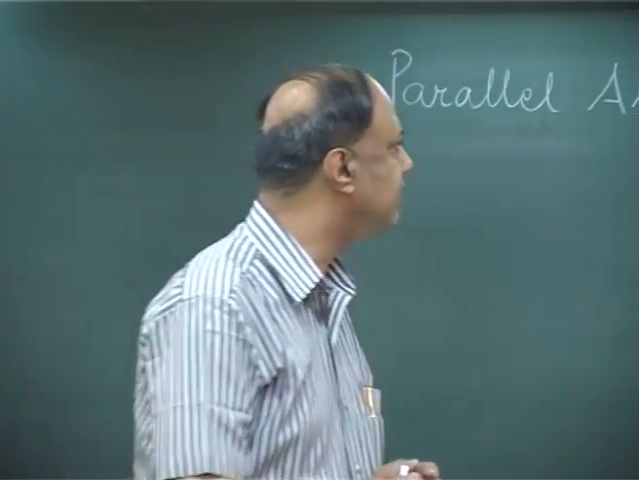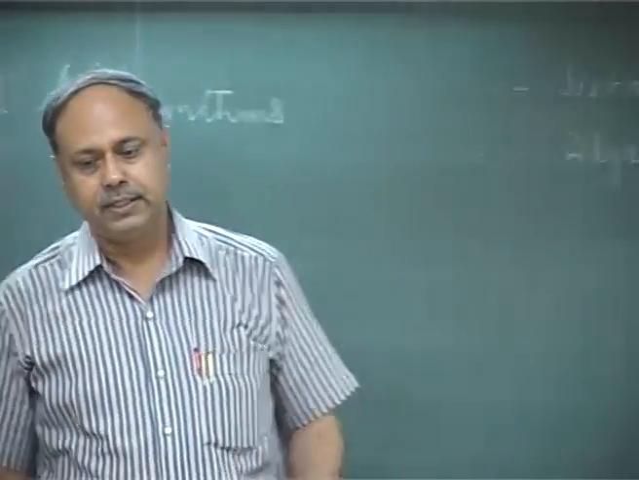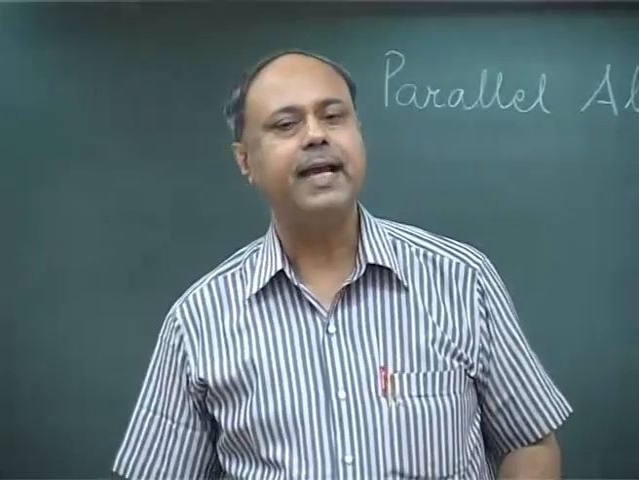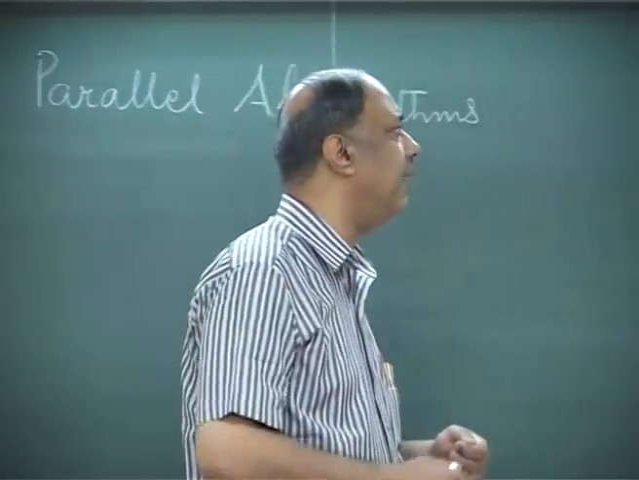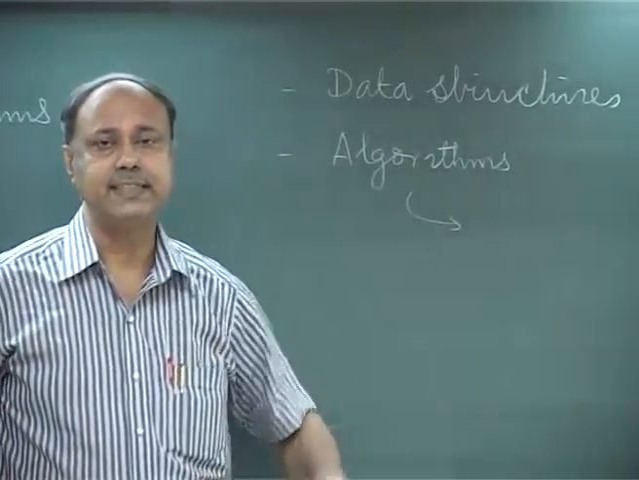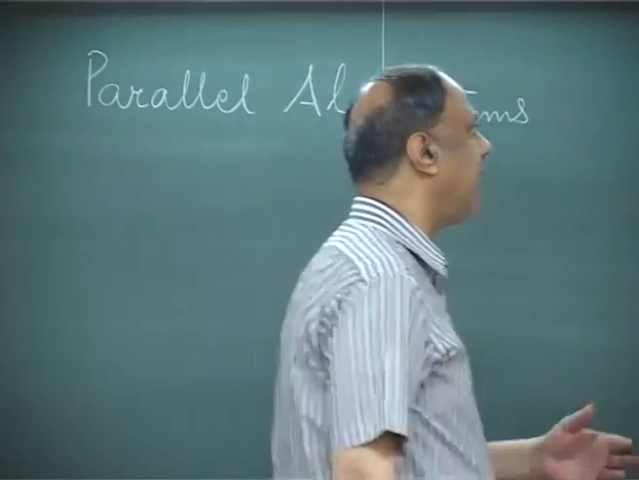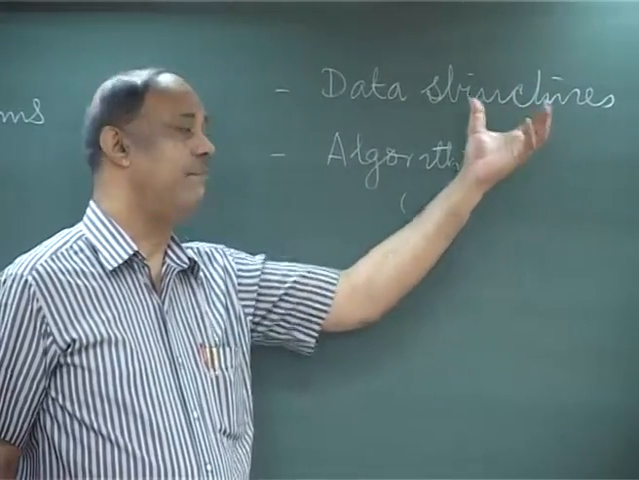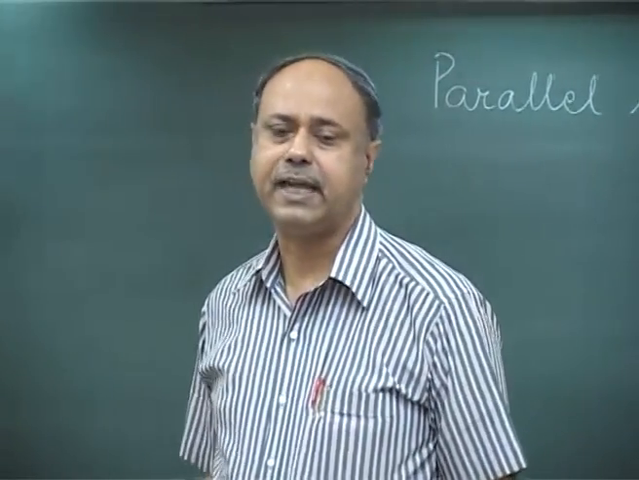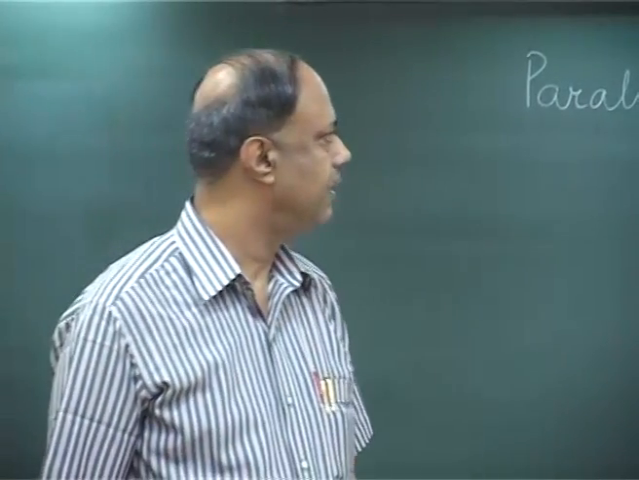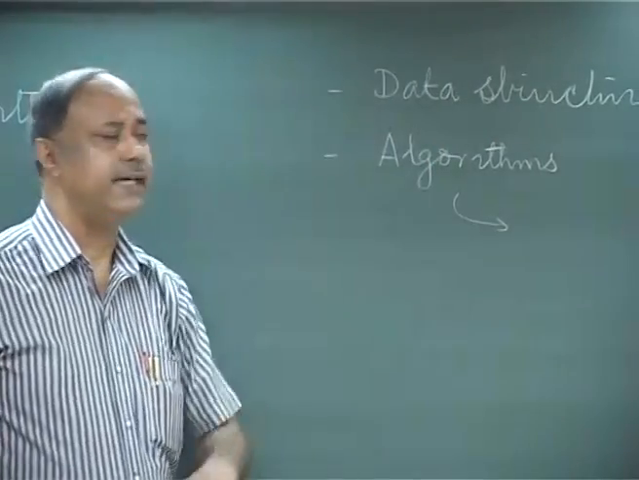Now, the algorithm is dependent on data. It may so happen that you have different sets of data, and how you arrange them is known as data structure. An algorithm can be suitable for one kind of data structure, but it may not be appropriate for another type of data structure. So there is a strong link between algorithms and data structures.